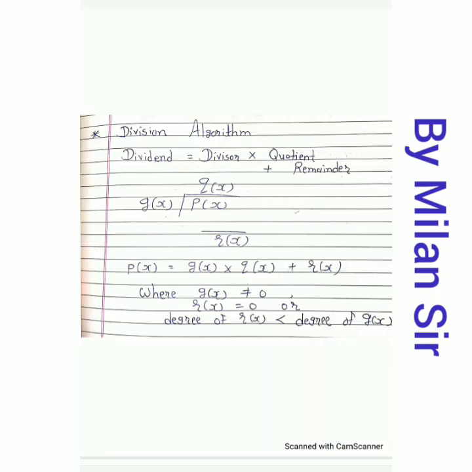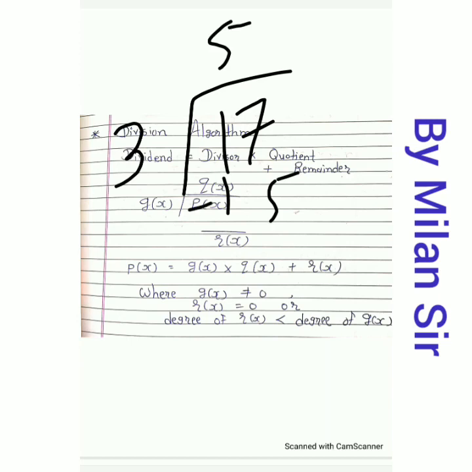Hi friends, today we learn about the division algorithm. First of all, we recall our basic division process. I take one example, that is 17 by 3. Then 3 5s are 15, and 17 minus 15 is equal to 2.